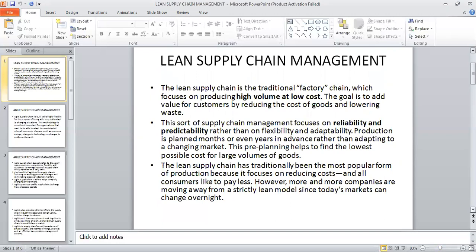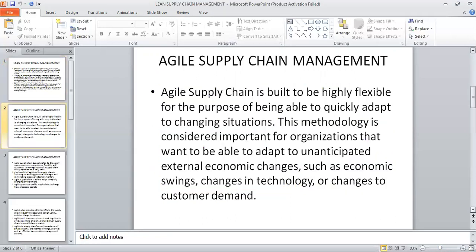Production is planned months, even years, in advance rather than adapting to the changing market, because this pre-planning helps to find the lowest possible cost for a large volume of goods. So the lean supply chain has traditionally been very important regarding the reduction of cost, and all consumers like to pay less. Next, agile supply chain management.